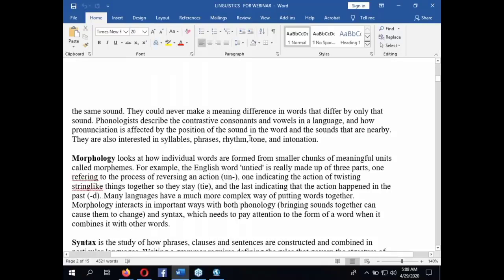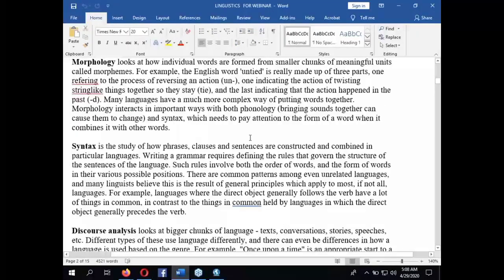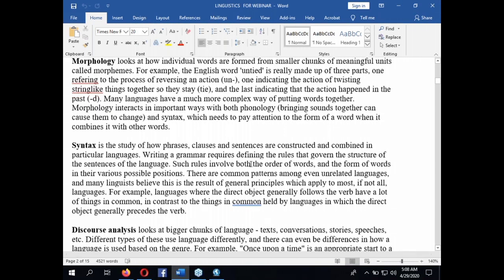Now, syntax. Syntax is a study of how phrases, clauses, and sentences are constructed and combined in particular languages. Now, writing a grammar requires defining the rules that govern the structure of the sentences of the language. Such rules involve both the order of words and the form of words. Please, you can read up that. It's on the screen already.